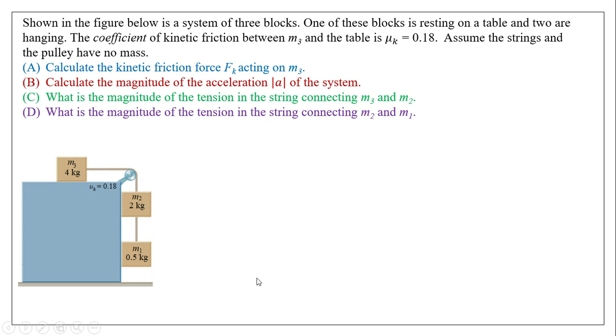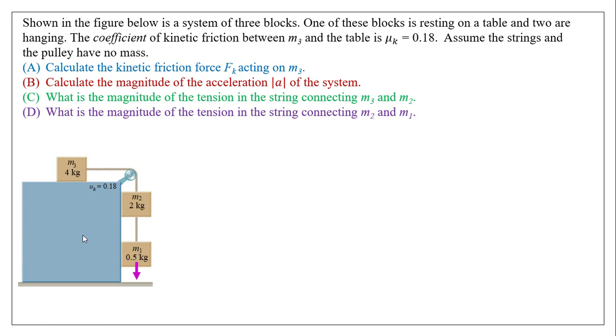Okay. Part A asks us to find the kinetic friction force F of K acting on M3. So the only block that experiences friction is M3 because it is resting on a rough surface, and that's indicated by the coefficient of kinetic friction given to us as 0.18. Okay, so let's go ahead and do parts A and B on the slide.